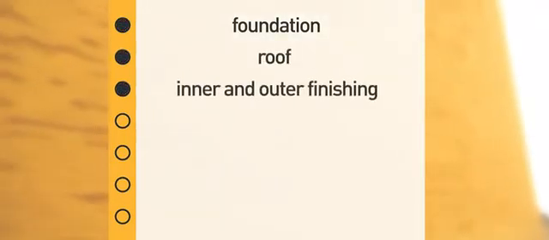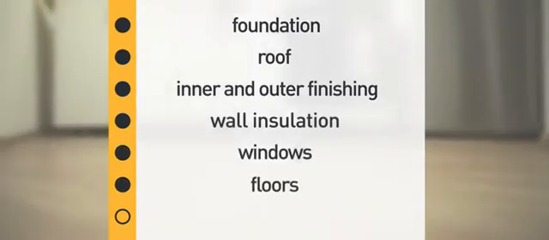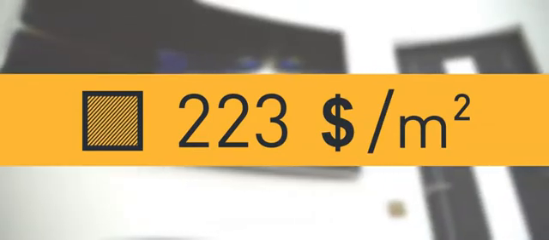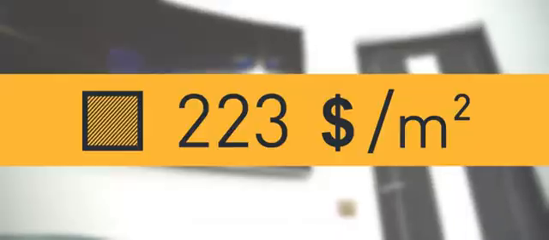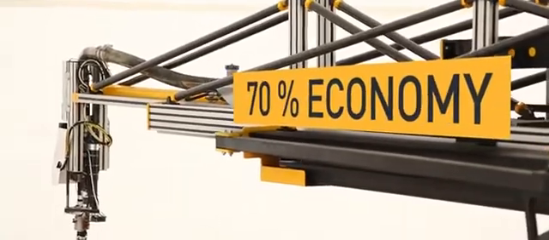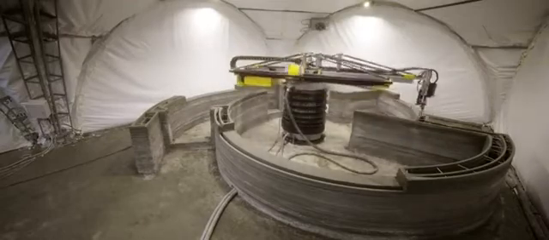Prices include all works and materials for the construction of foundation, roof, exterior and interior finishing works, installation of heat insulation of walls, windows, floors, and ceilings. A regular square house made using materials of an average price category would cost about $223 per square meter. The use of the Apis Cor construction 3D printer allows saving up to 70% on erecting building boxes compared to traditional material and labor-intensive construction methods.